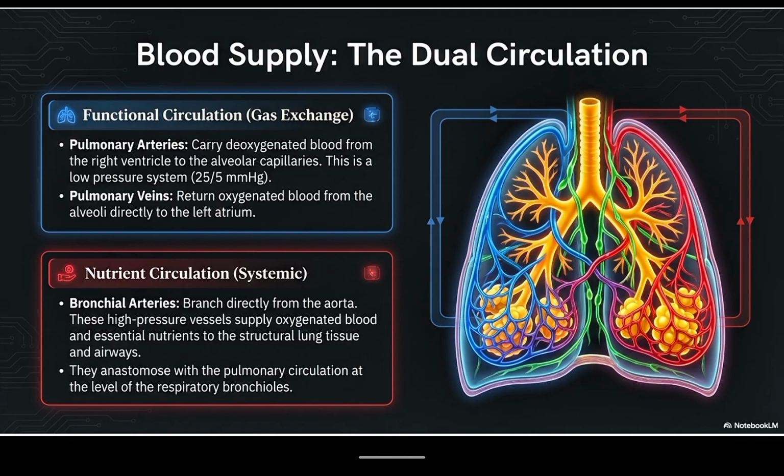Don't forget that. So let's talk about the blood supply. The blood supply is a dual circulation. When we say something is dual, it is what? Two. And from the right ventricle.